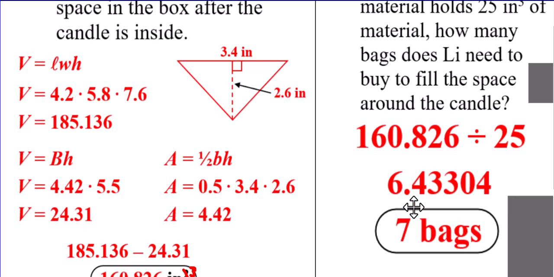So that's why, even though 6.4, you would think you would round down because this is less than 0.5, it doesn't matter. This is not about normal rounding rules. This is about, does Lee need more than enough or less than enough in the situation? Well, it's better to have more than enough in this situation. That's why it's 7 bags.